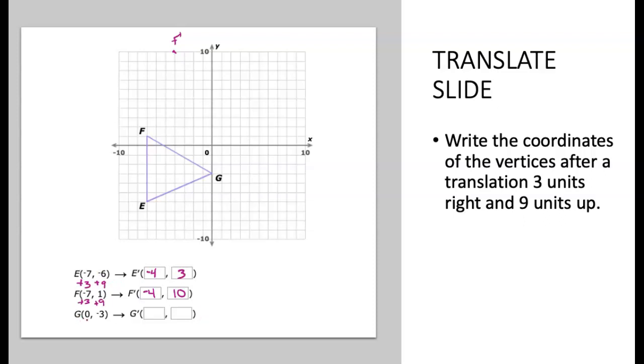And here, I'm at 0. Well, I'm going to go right 3, or +3, so I'd be at 3. And I'm going to go up 9, so -3 plus 9 is, yeah, +6. I can check all that out by doing it this way.